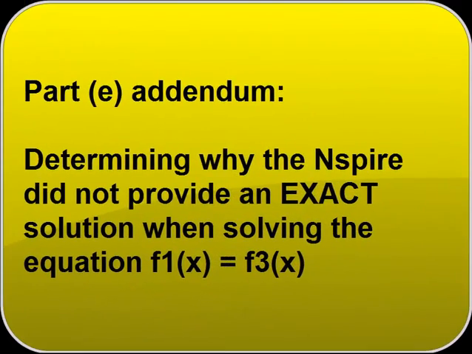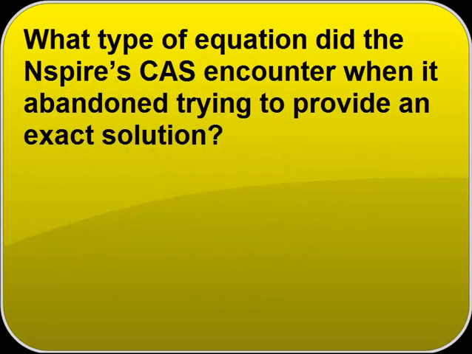Part E Addendum, determining why the Nspire did not provide an exact solution when solving the equation f1 of x equals f3 of x. Let's begin by trying to determine what type of equation the Nspire's computer algebra system encountered when it abandoned trying to provide an exact solution. A computer algebra system, much like us humans, likes to have equations in certain formats so that it can apply certain well-known algorithms to solving.